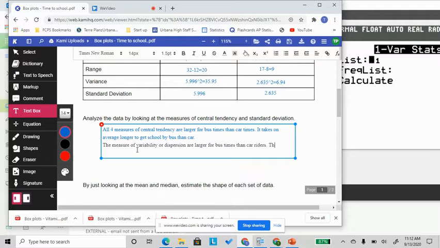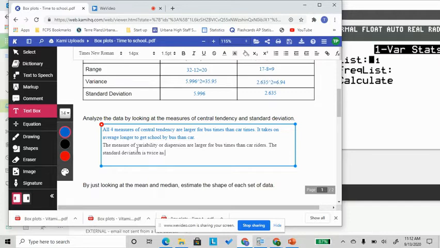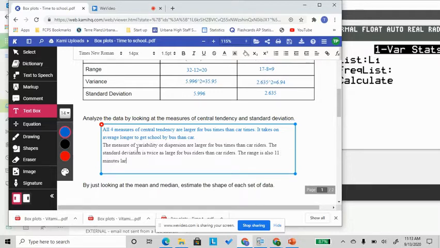Okay. The standard deviation is twice as large for bus riders as for car riders. So both the range and the standard deviation are bigger. The range is also, let's say, 11 minutes larger for bus than car.